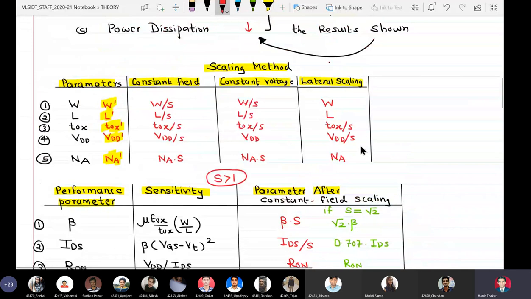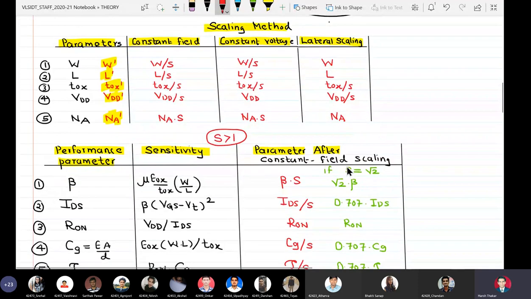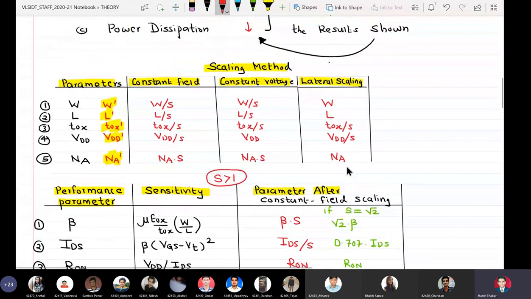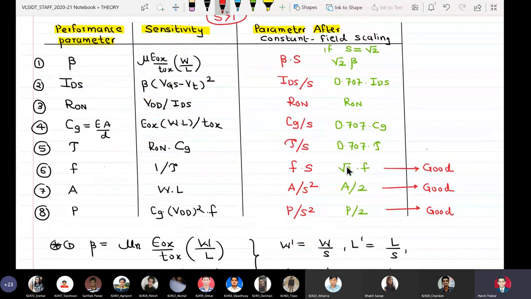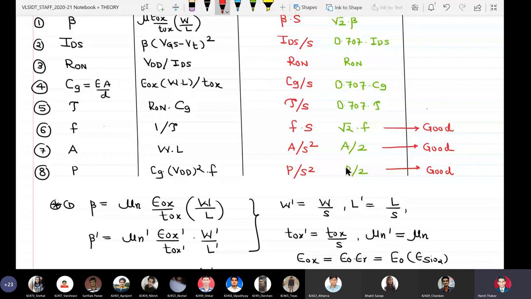So students can take it as home practice: what will be the values of the new parameters beta, IDS, Ron, CG, tau, F, A and P for the other two types of scaling, that is constant voltage scaling and lateral scaling. You will surely see that the remaining two scaling methods will not give you enhancements in all three parameters, that is speed, area and power. That is why we say that constant field scaling or Dennard scaling is the best choice if you want to scale down a transistor, because this method gives you enhancement in all three performance parameters of a MOSFET.